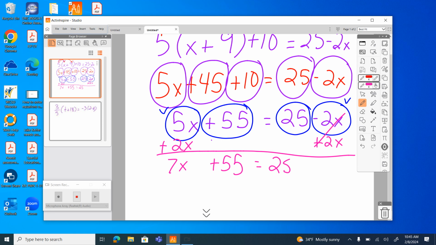So there was a lot to do to recap. I had to distribute. And then I had to combine like terms. And then I had to move variables to the other side. That's all the 8th grade math. Now we're back to the 7th grade math.